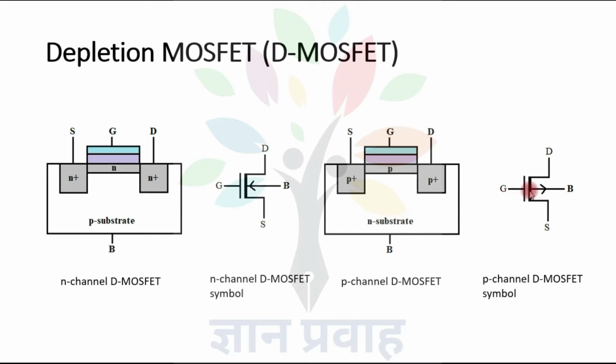The only difference is the direction of this arrow. The direction of this arrow simply shows the direction of conventional current. So in this case the channel region is P-type material, so the direction of conventional current is always P to N.